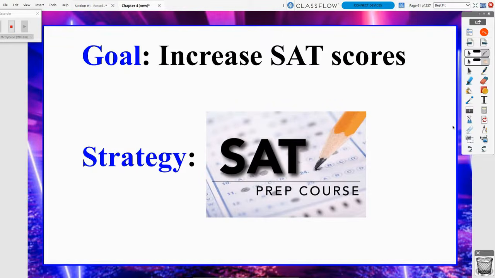Now, at our school, and I'm sure it is common in many schools, the goal of increasing SAT scores makes a school look good. And so, what school wouldn't want to increase their SAT scores? So, a common strategy that schools have is to offer an SAT prep course, or maybe an ACT prep course if your school focuses more on the ACT rather than the SAT.